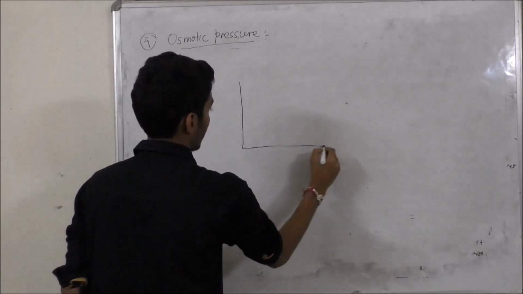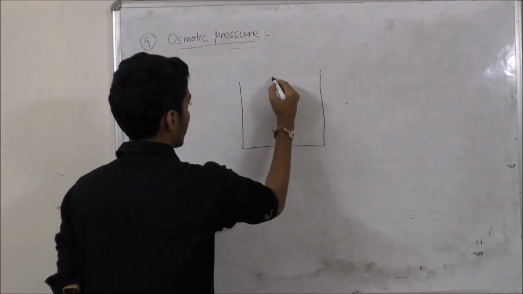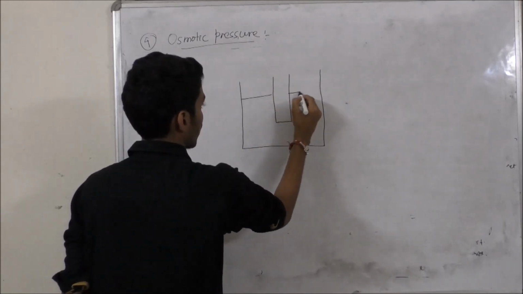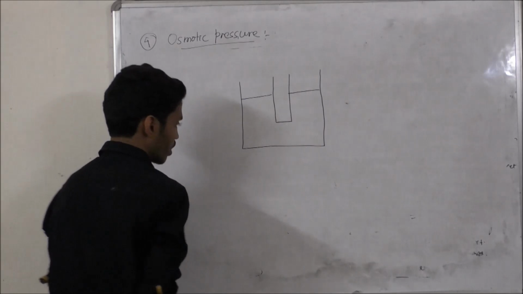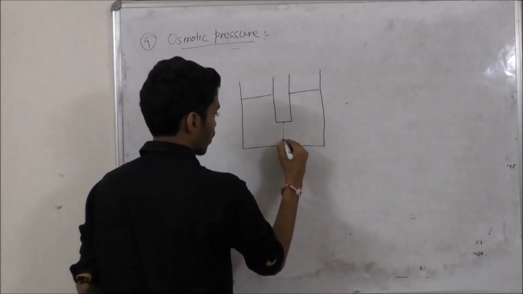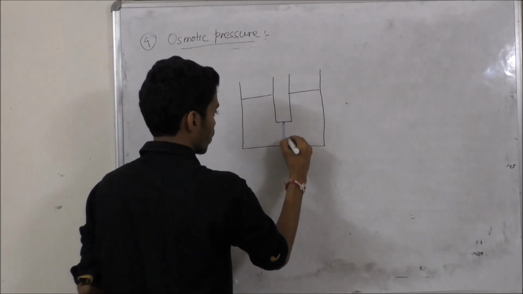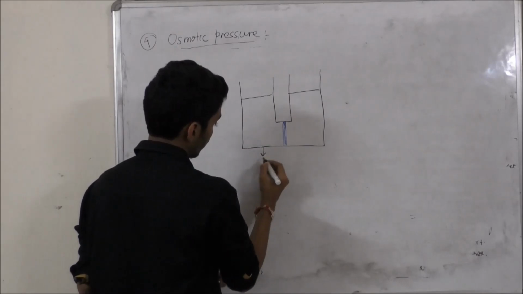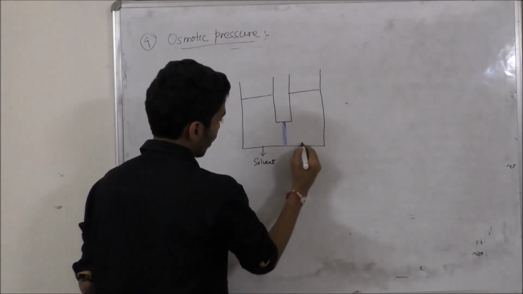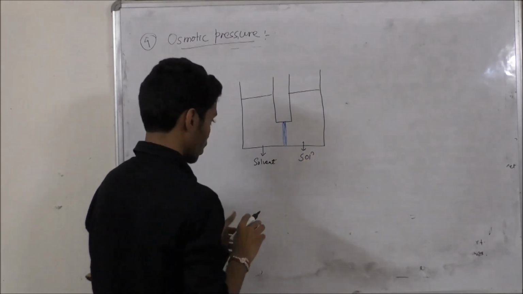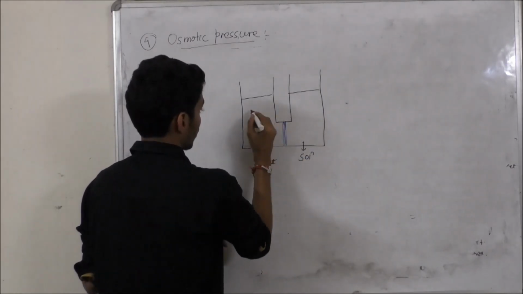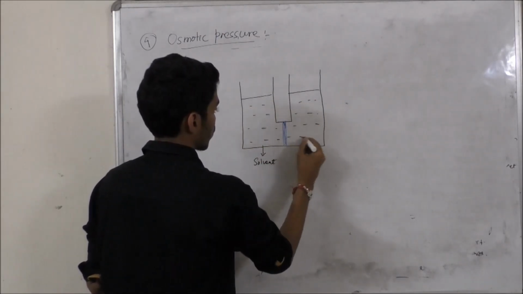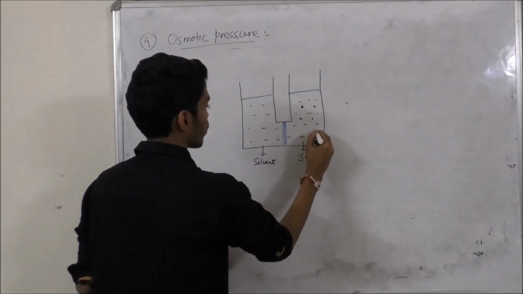Suppose let's take a container, and this is the semi-permeable membrane. Suppose on this side we have taken the solvent, and on this side we have taken the solution. So this is solvent and this is solution, meaning solute particles are also present.